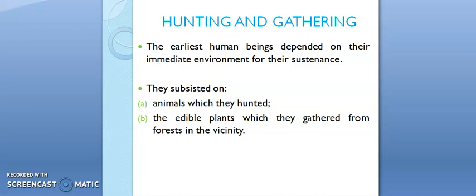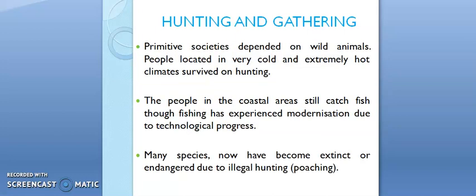So basically we can say that human beings were totally dependent on their environment for their sustenance, and they subsisted on the animals as well as the edible plants which they collected from the forest only. Now, hunting is a very primitive activity. In primitive societies, they totally depended on the animals, like we know about this, or we read these things in history also.